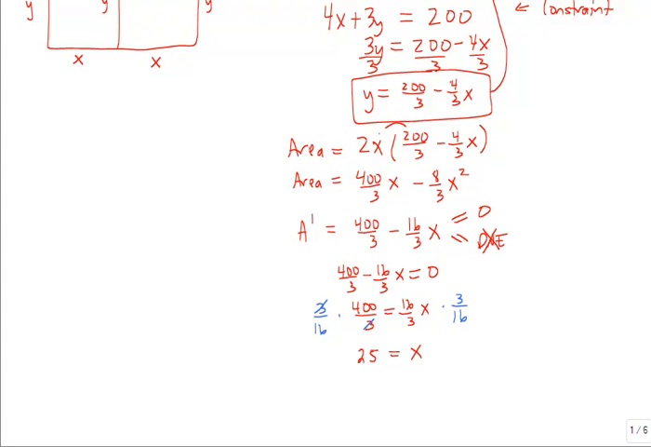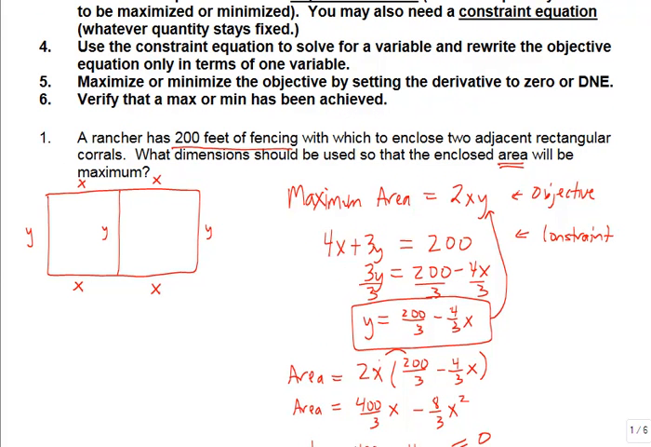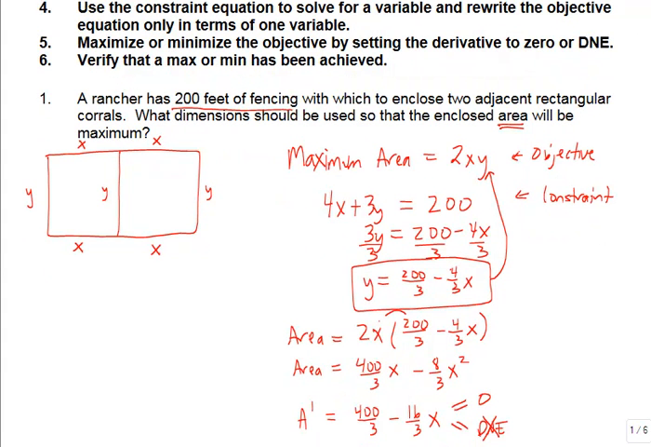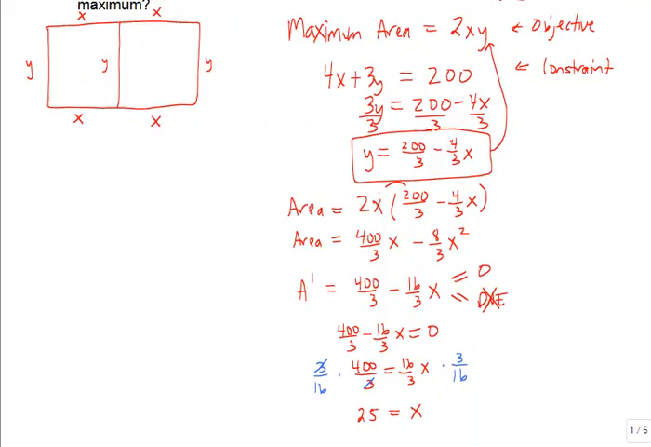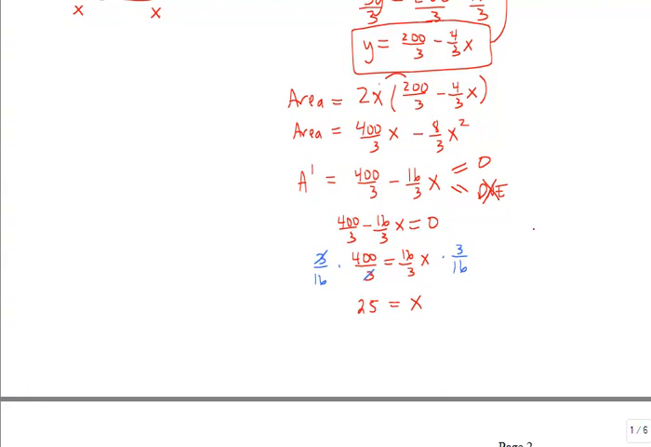Now what we want to do when we're showing that something is a maximum, that's our last step up here, this verify step, is prove that what you just found is actually the max or min that you're looking for, because remember, critical points could be maximums or they could be minimums. So who's to say that this 25 doesn't give me a minimum area? We need to show that it doesn't. We need to show that it gives a max. So this is where that second derivative test comes in very, very handy. This is probably the biggest place you'll use that second derivative test.